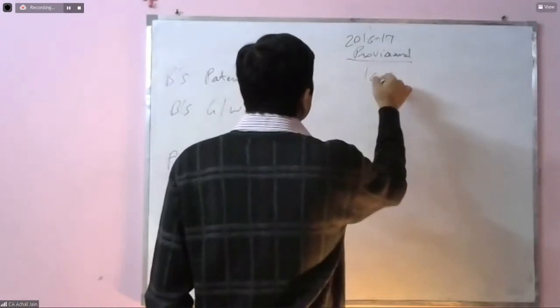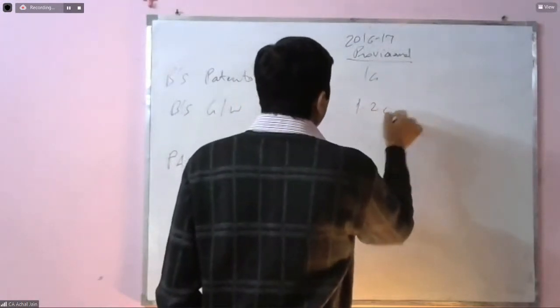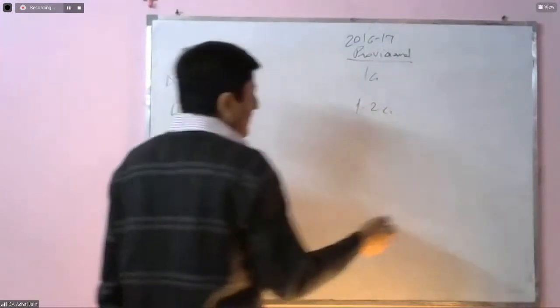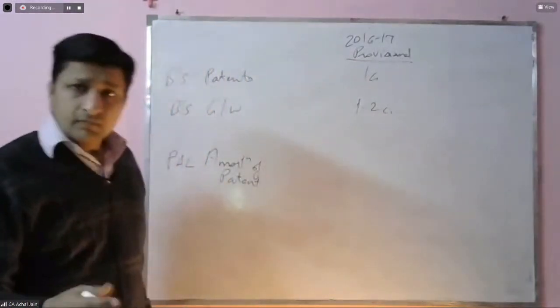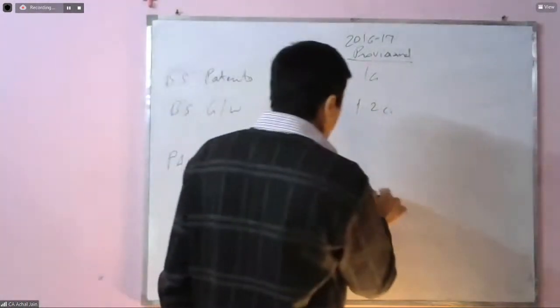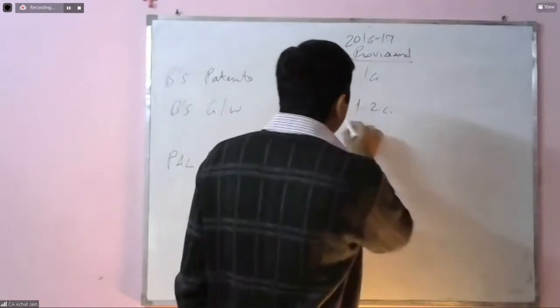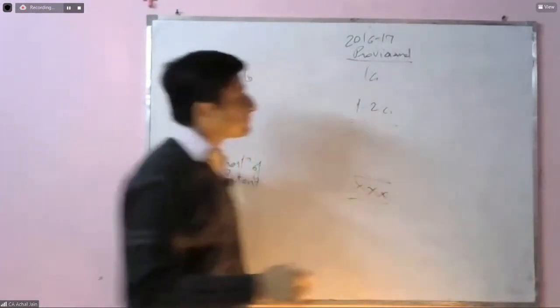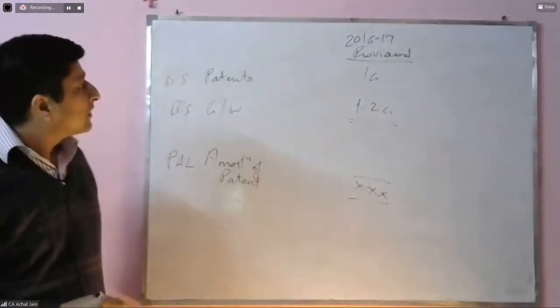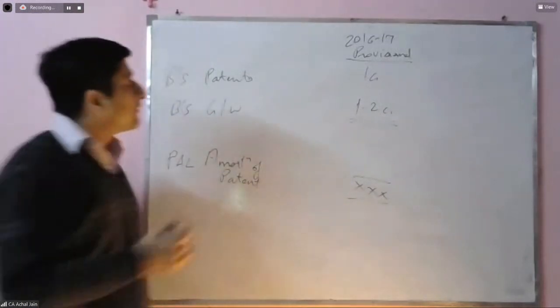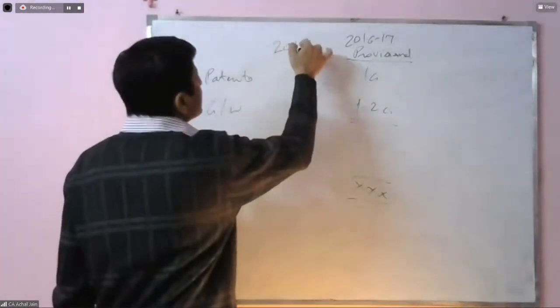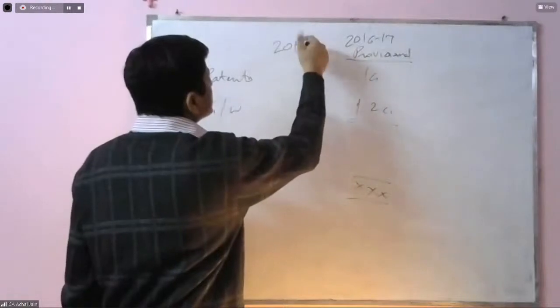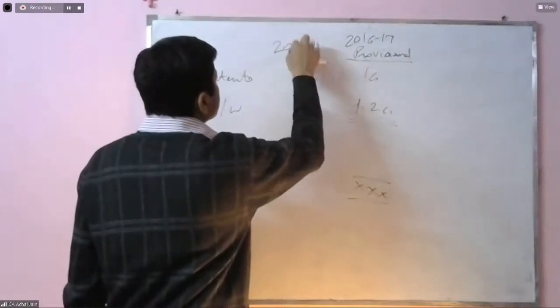Patent was 1 crore, goodwill was 1.2 crore, and amortization amount I am not computing. Let's suppose this was some X amount. So this will be computed for proportionate period. Yeah. Now we will move on to 17-18 because 16-17 is closed.